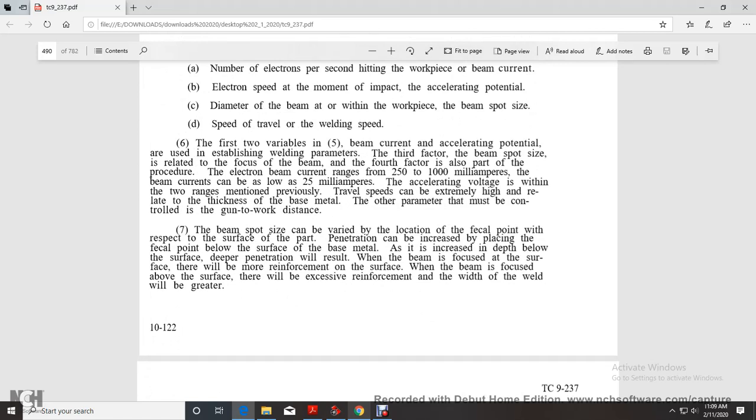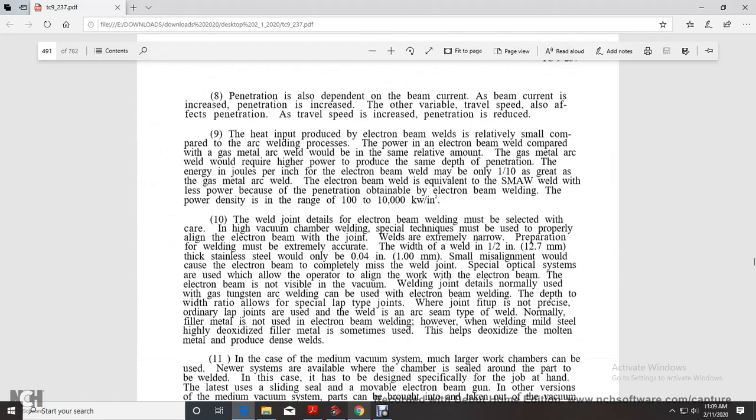Alright, the beam size varies with the location of the focal point with respect to the surface of the part. The penetration can be increased by placing the focal point below the surface over the base metal. With increased depth below the surface, deeper penetration will result. When the beam is focused on the surface, there will be some reinforcement. If the beam is focused above the surface, there will be excessive reinforcement, and the width of the weld will be greater.